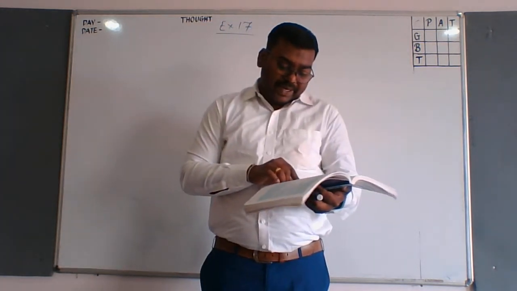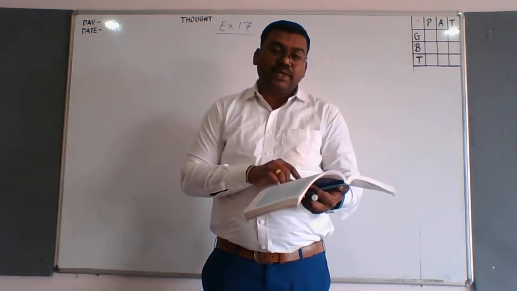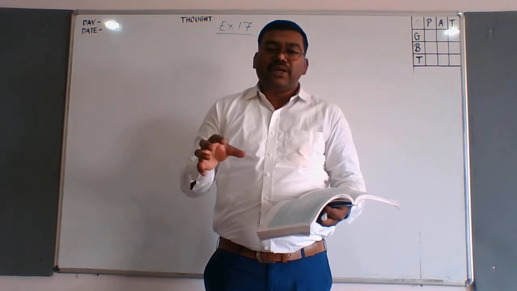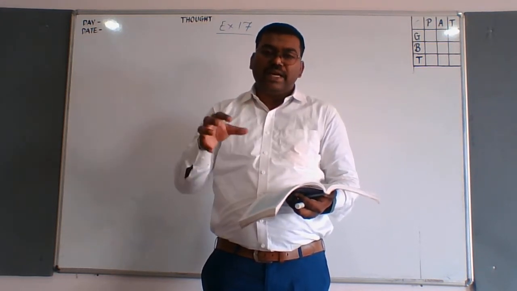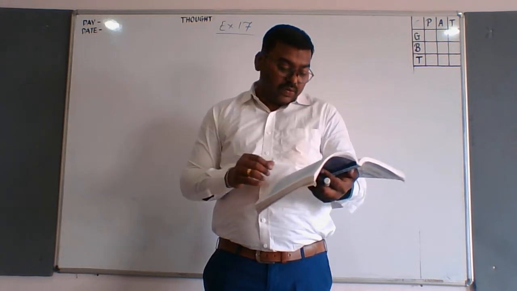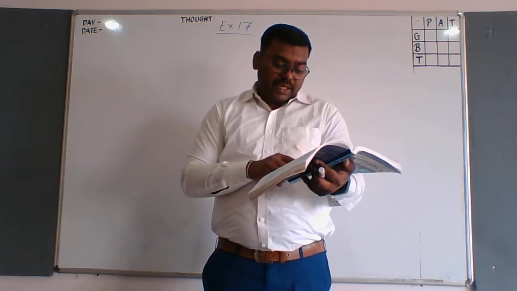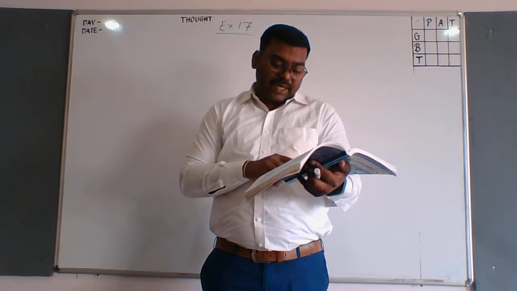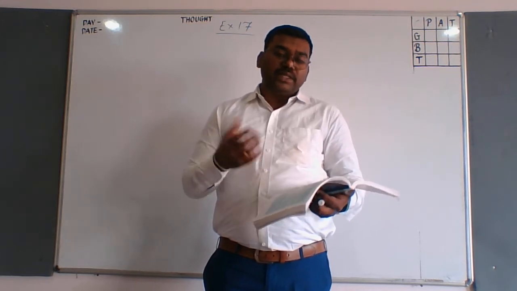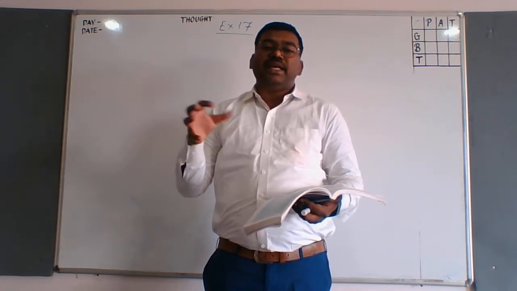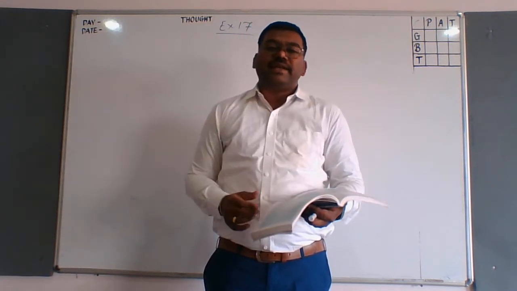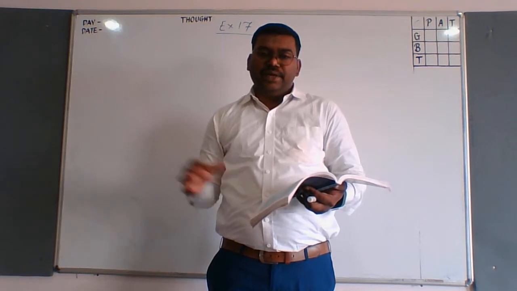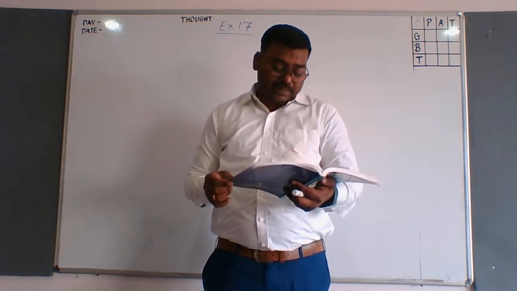Second, AC is perpendicular to BD but not equal to it. That means the diagonals are perpendicular bisectors of each other but they are not equal. That means it is a rhombus. And third, AC equals BD but AC is not perpendicular to BD. So the diagonals are equal but not perpendicular. This is the characteristic of a rectangle. We have already discussed it in the first session.